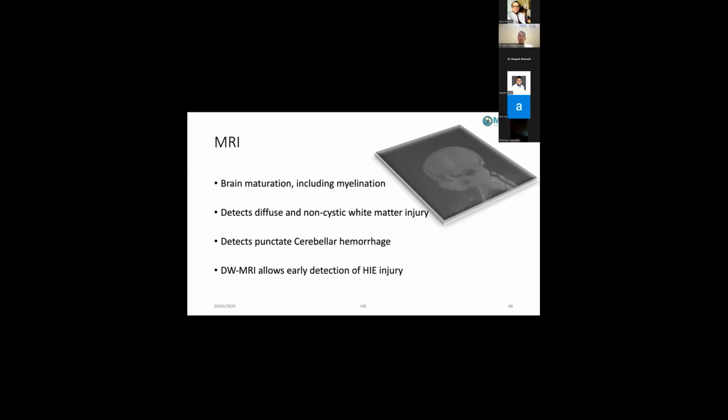It can detect punctate cerebellar hemorrhages. Just to be aware, the cerebellar hemorrhage, the punctate ones, are very easily missed. I have never seen it. I've not been able to diagnose that on cranial ultrasound. But you can very clearly, crystal clearly, see that in the MRI. And there's something called the DW, the diffusion weighted MRI, and this is the best for early detection of HIE injury because it detects the ischemia the best.